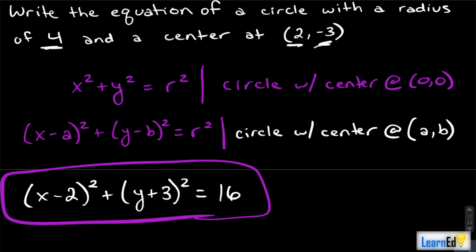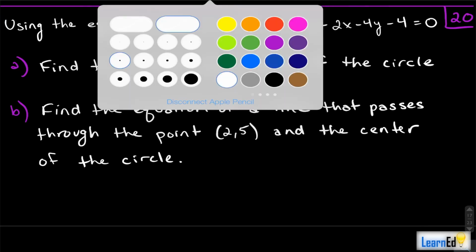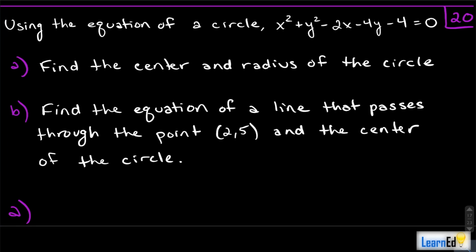All right? Now we're going to move on to a bit of a more challenging circle problem. Okay? For question 20, we want to use the equation of a circle, which we have written out kind of really nasty, right? X squared plus y squared minus 2x minus 4y minus 4 equals 0. And we want to find the center and the radius of the circle. And then for B, we want to find the equation of a line that passes through the point 2, 5 and the center of the circle. Okay? So how do we get an equation for a circle from this mess?